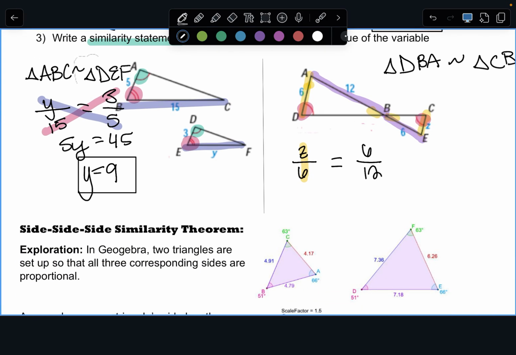We cross multiply, we use the butterfly method. 6 times 6 is 36. And then Z times 12 is 12Z. Last piece, divide by 12, you get Z is equal to 3. Questions on those ones?